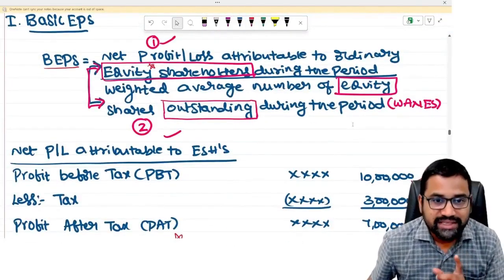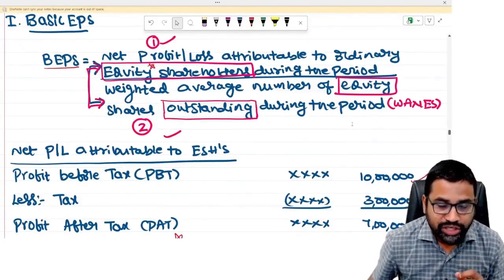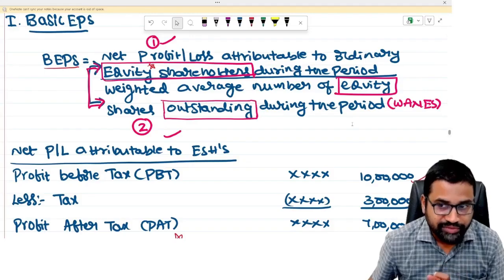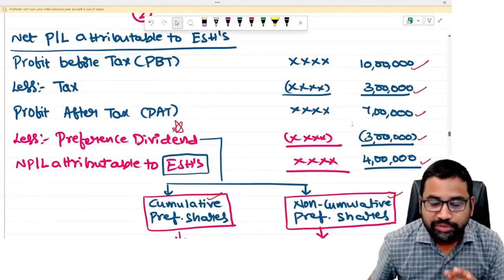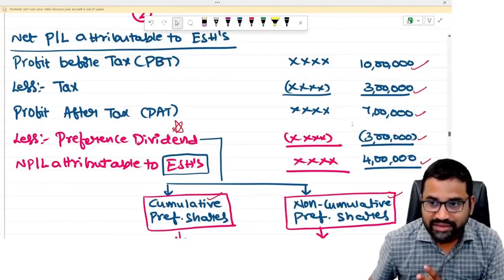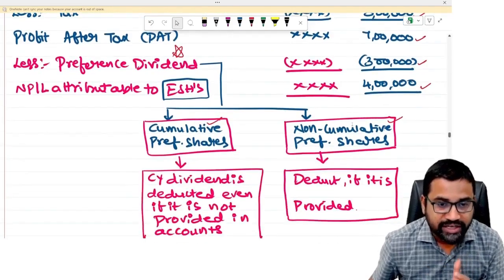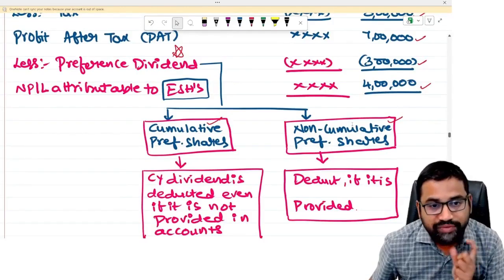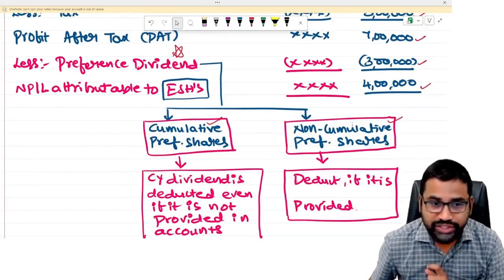So we are discussing basic EPS. The basic EPS formula is net profit or loss attributable to ordinary equity shareholders divided by weighted average number of equity shares. How to get net profit or loss attributable to equity shareholders? Simple: profit before tax minus tax, then profit after tax, less preference dividend. In case of cumulative preference shares, whether it is provided or not, deduct current year dividend. Non-cumulative preference shares, only if it is provided, deduct. Then you will get net profit or loss attributable to equity shareholders.